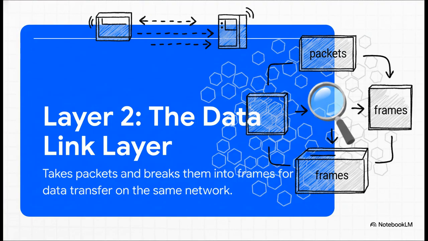Next up is layer 2, the data link layer. Now, if the network layer is about long-distance travel across the internet, this layer is all about local delivery. It's in charge of getting data between 2 devices that are on the same network, like your laptop and your Wi-Fi router. It takes the packets from layer 3 and wraps them up into something called frames. Then it uses a different kind of address, a physical address called a MAC address, to make sure that frame gets to the exact right machine on the local block.